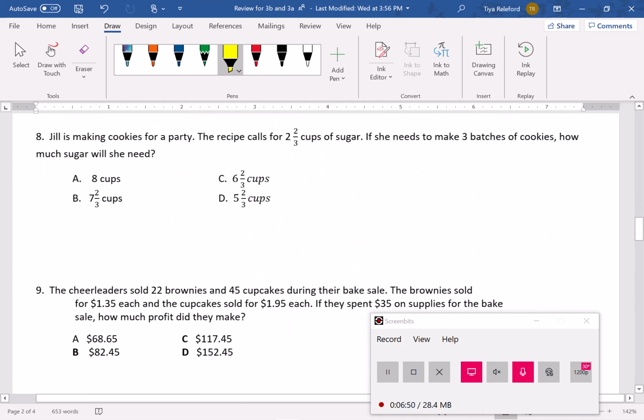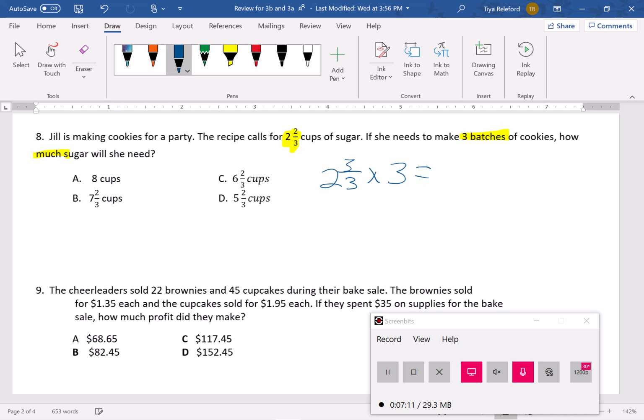That's that word recipe or cookies. Recipe calls for 2 2/3 cups of sugar. She needs to make 3 batches. How much sugar will she need? For this one, you can set up a proportion if you want, but the truth is, you really just need to multiply. So first things first, you're going to put 3/1, and then it's top times top, bottom times bottom.